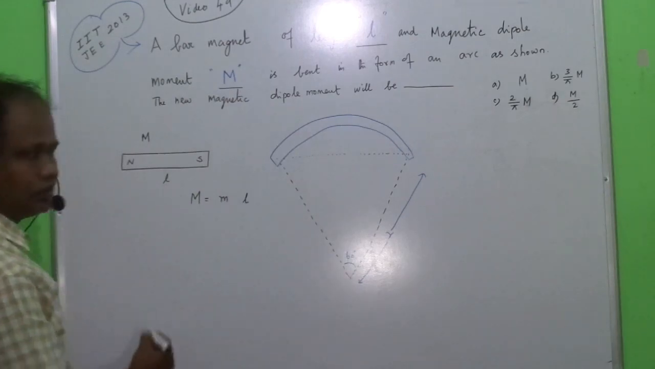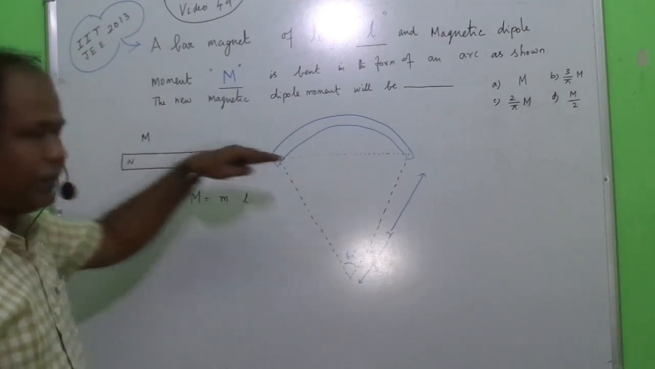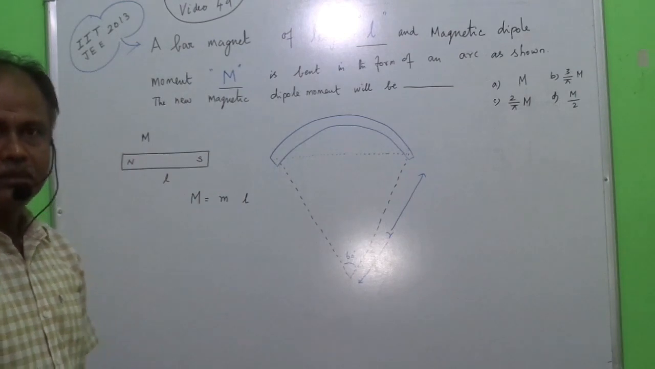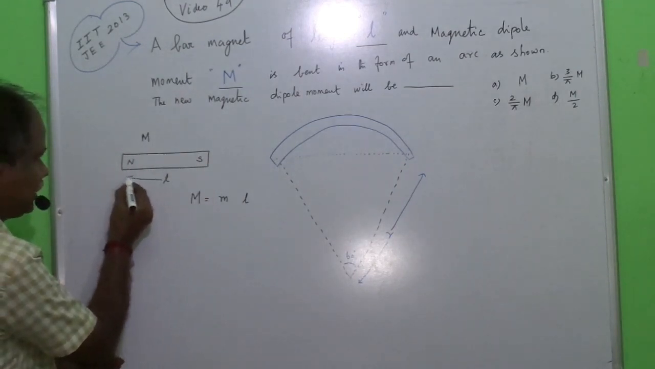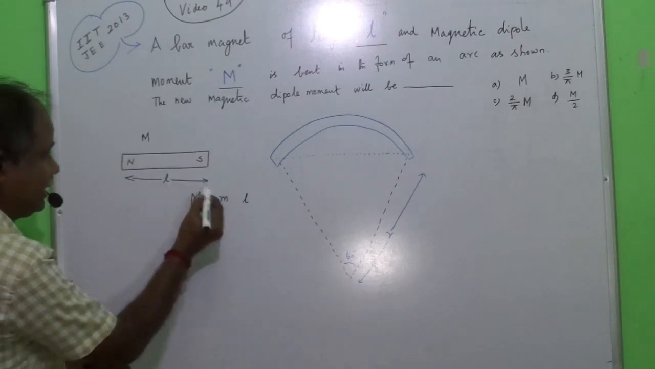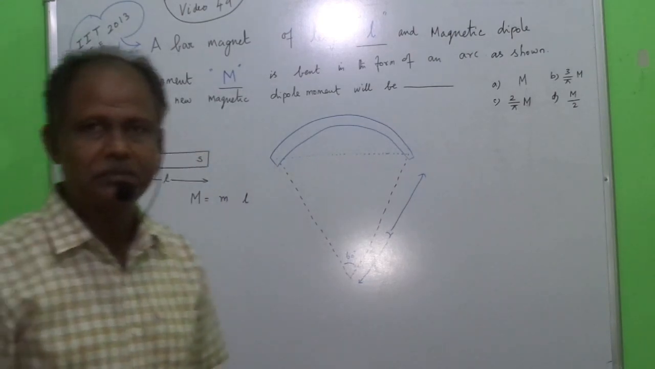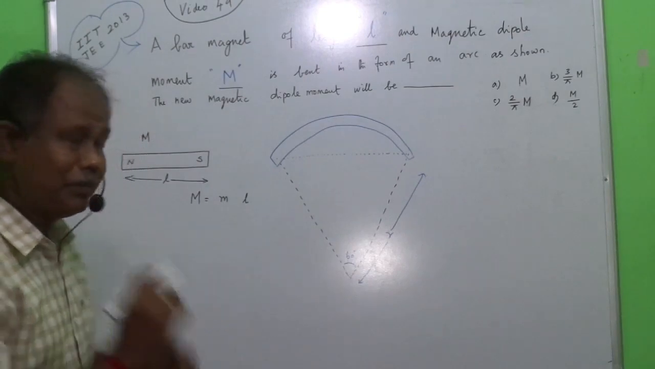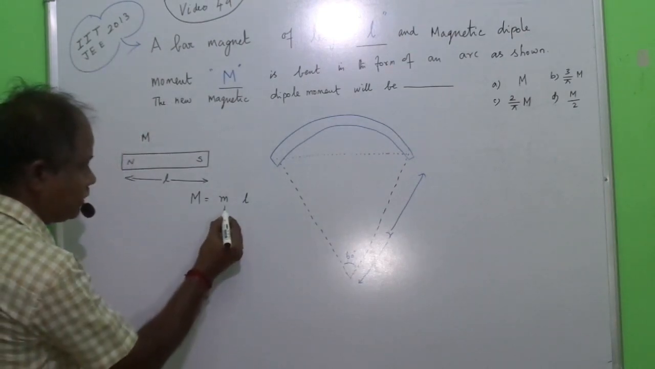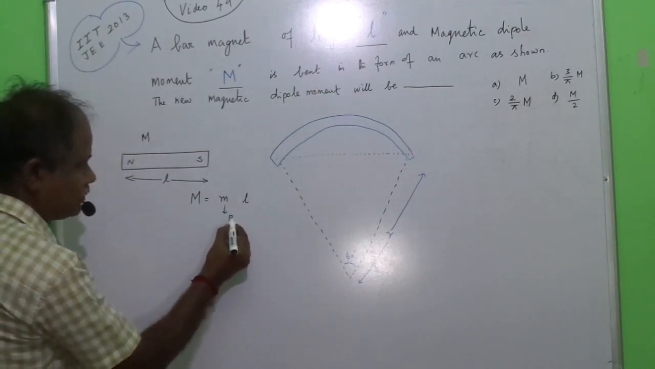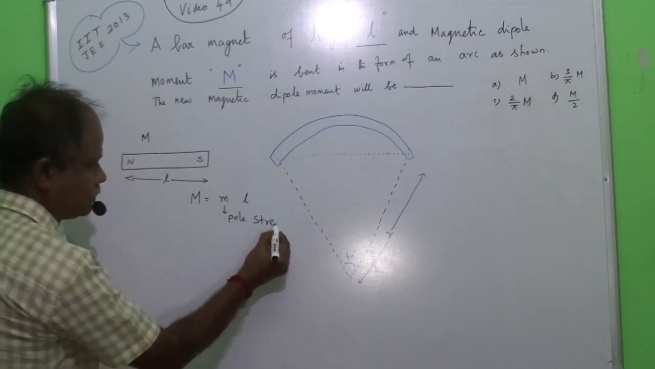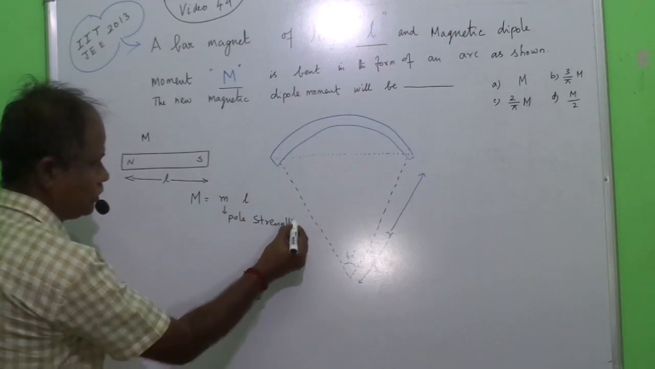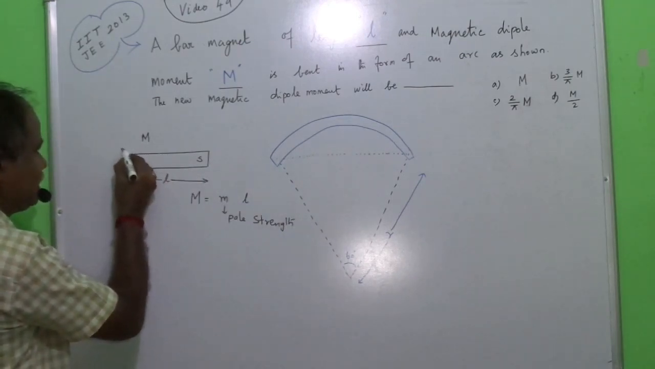What is L? L is the length of the magnet. The distance between the north pole and south pole is the length of the magnet. What is m? This small m is the pole strength.